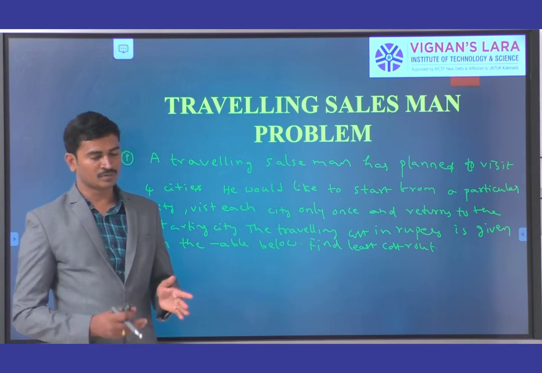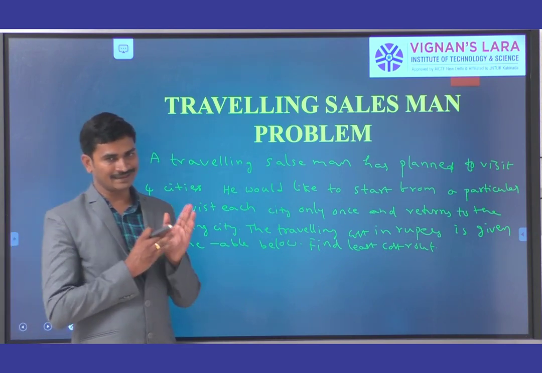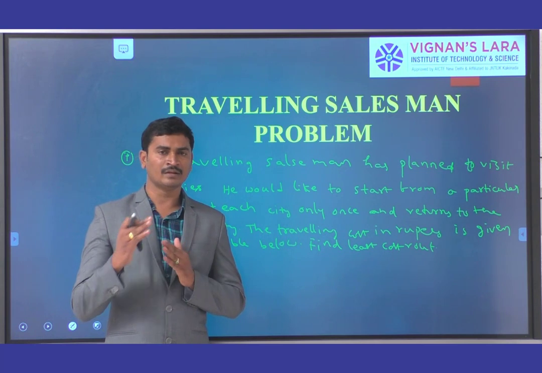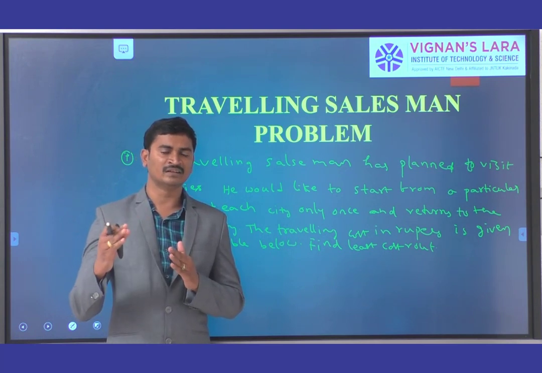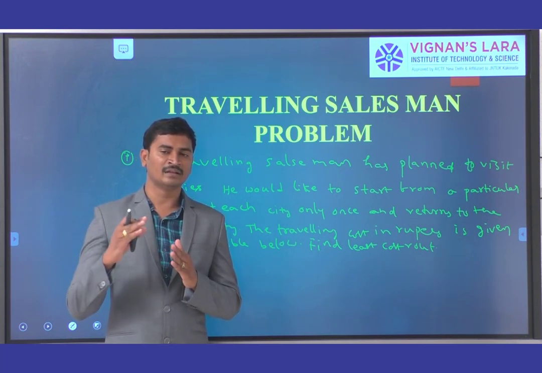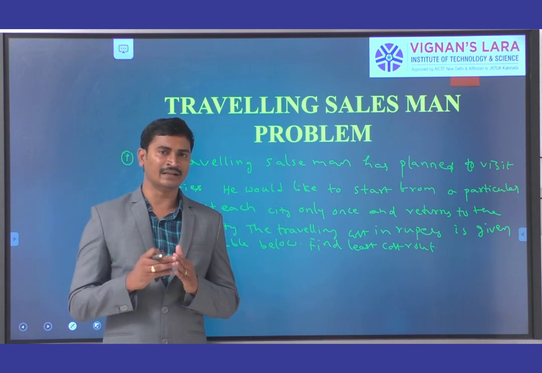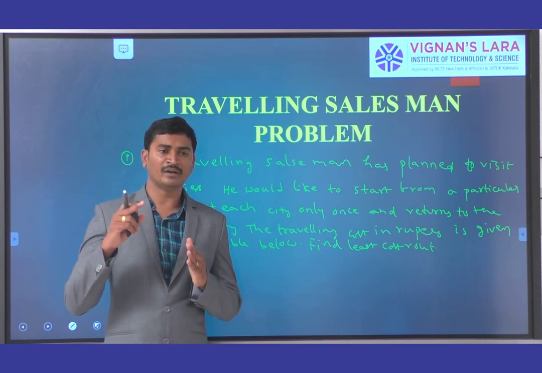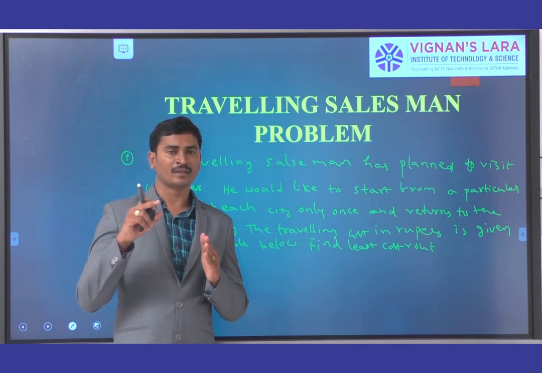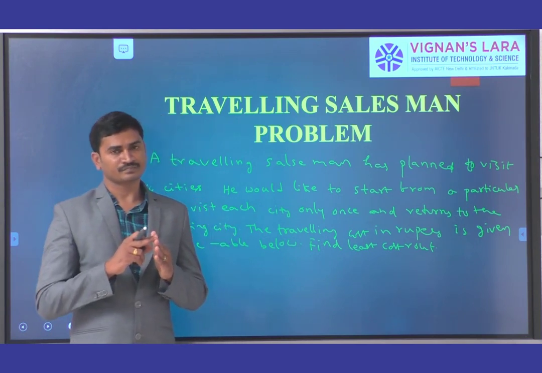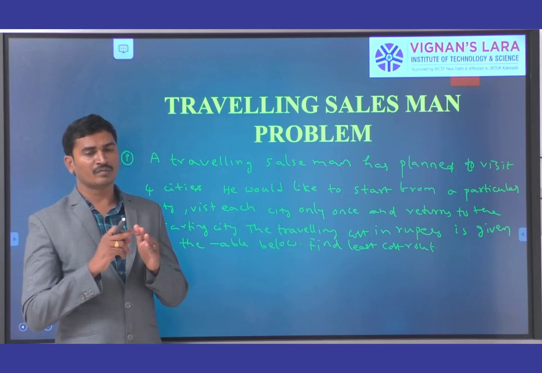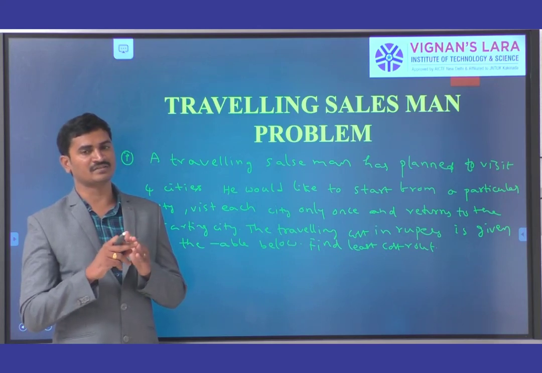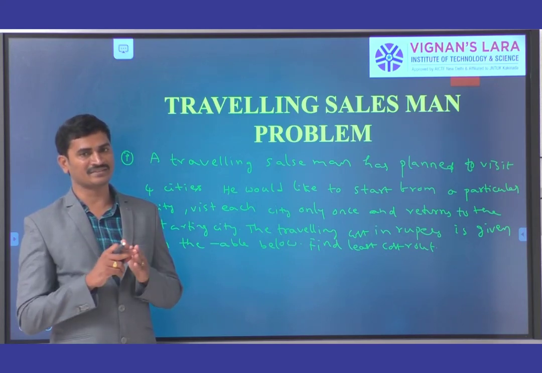It means if he visited center A first, then he goes to center B, then center C, then center D, then he wants to reach A directly. No need to. He never comes back to a visited center. Here we are not considering any repetitions; we are not accepting any repetitions.